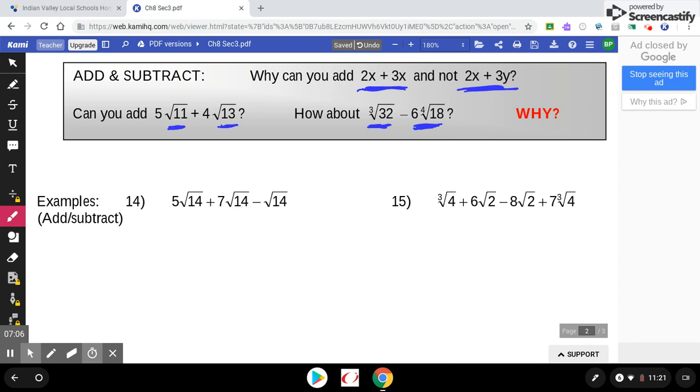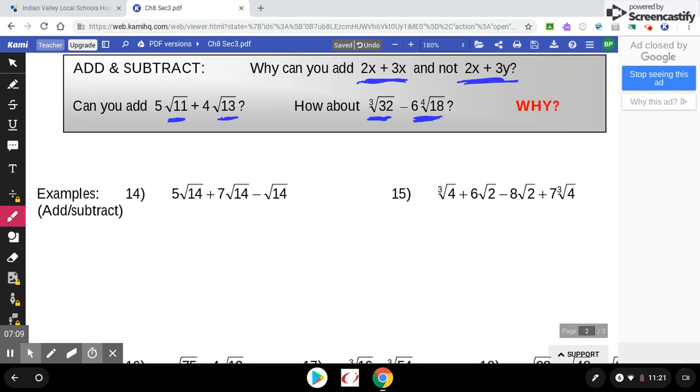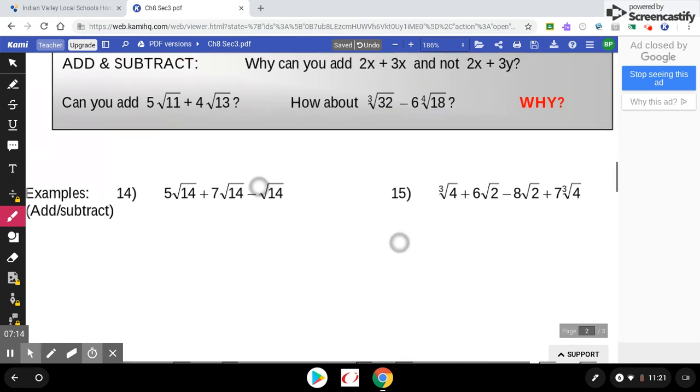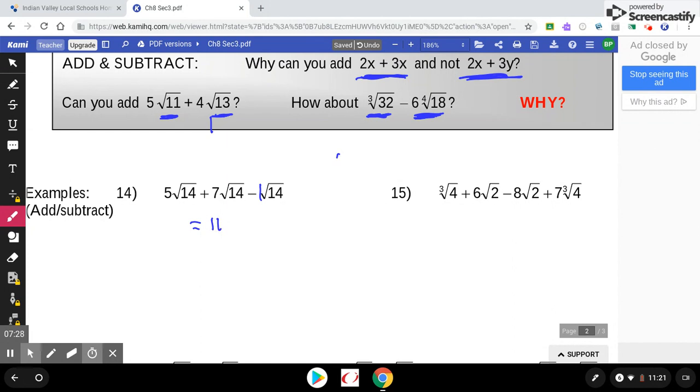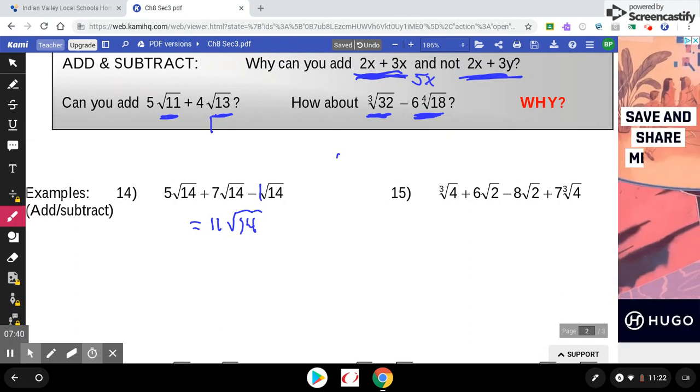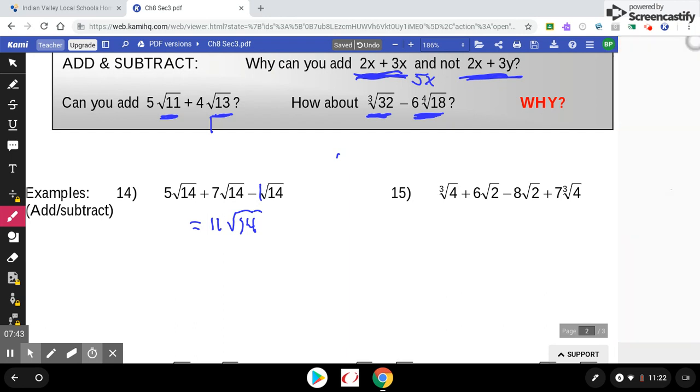So if you look at 14, well, they are the same. So 5 of something plus 7 of the same something minus 1 of something. So I just have to add up the coefficients like you would in a normal problem. So 5 and 7 is 12. 12 minus 1 is 11. But just like up here, you would write 5x. You wouldn't change the x part. So same thing down here. I'm not going to change the square root of 14 part. So 5 of something plus 7 of something minus 1 of something would be 11 of the same something.